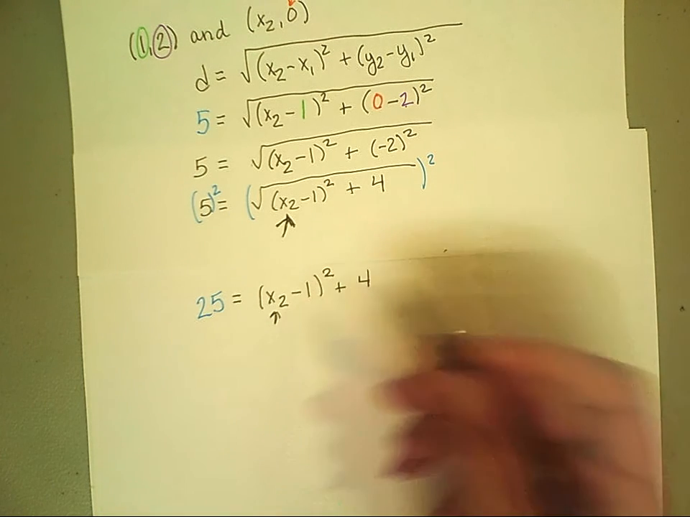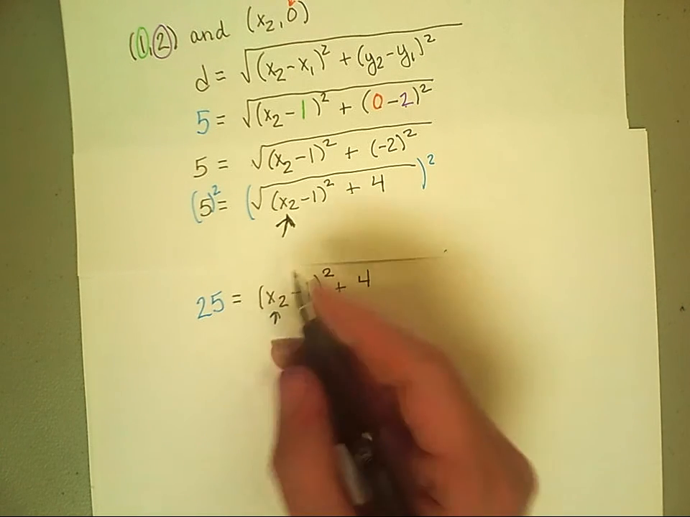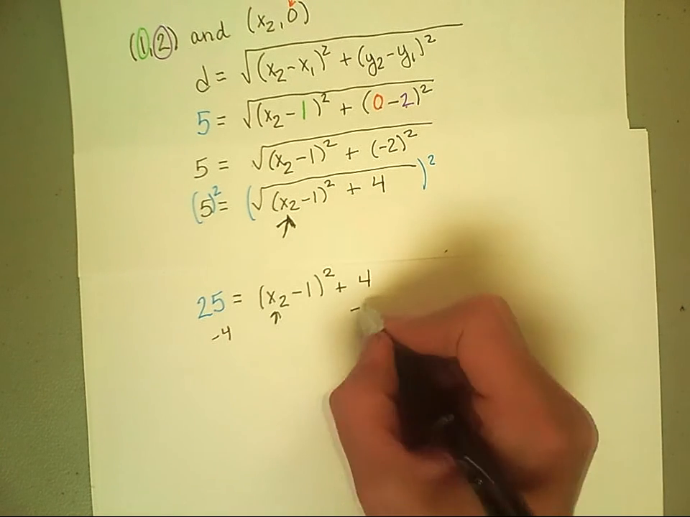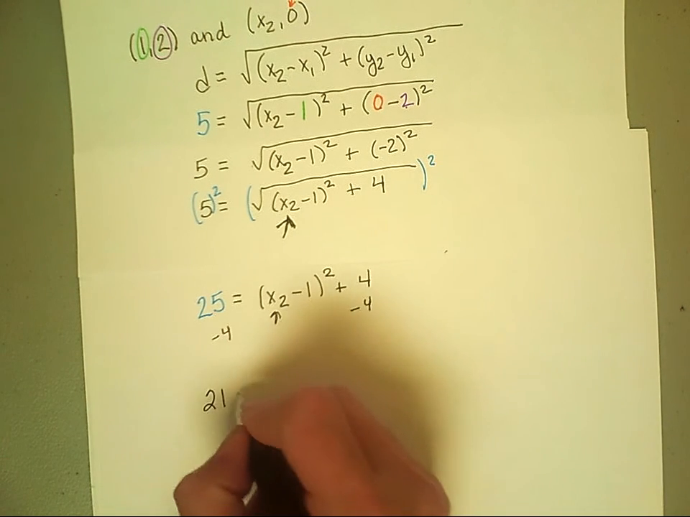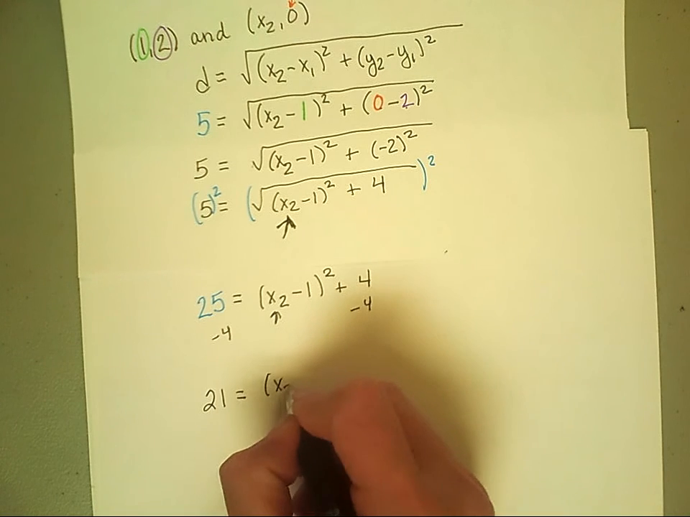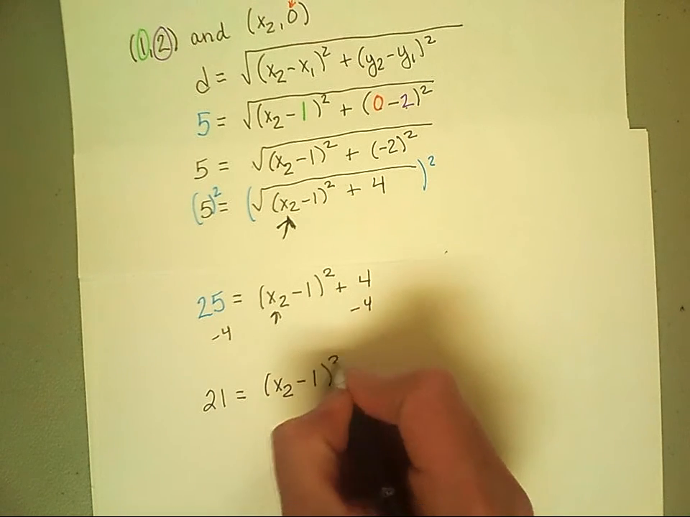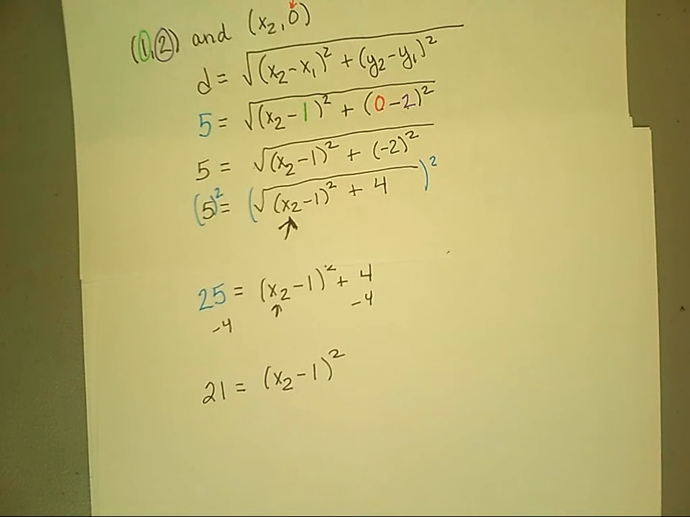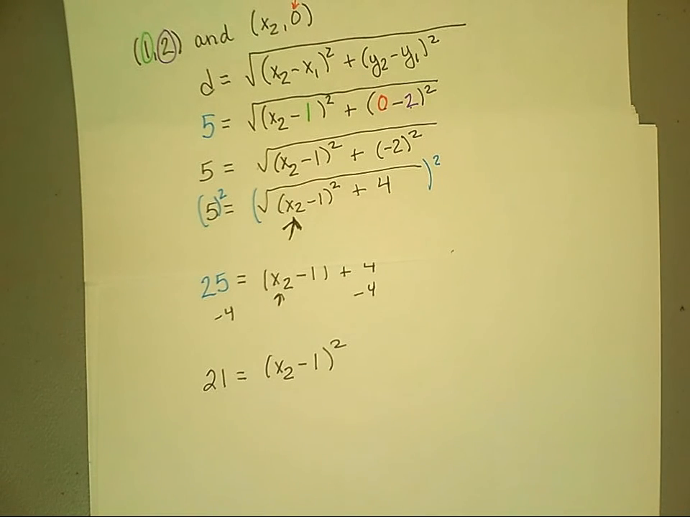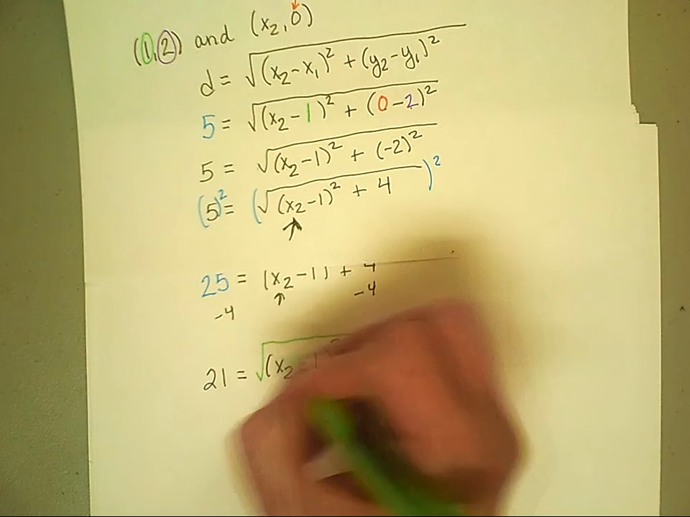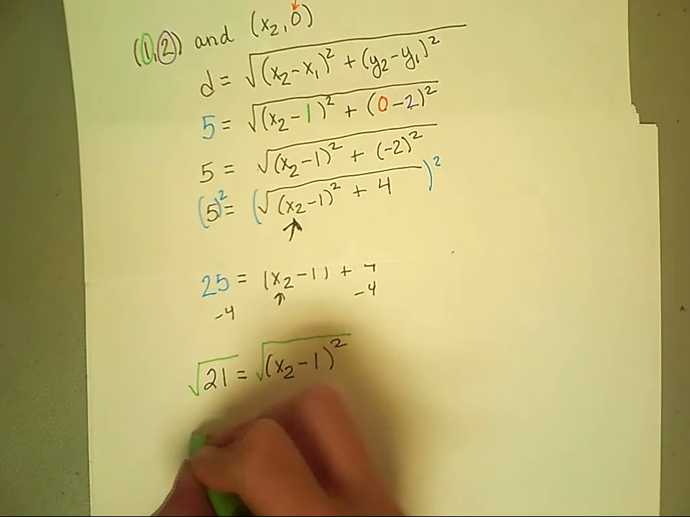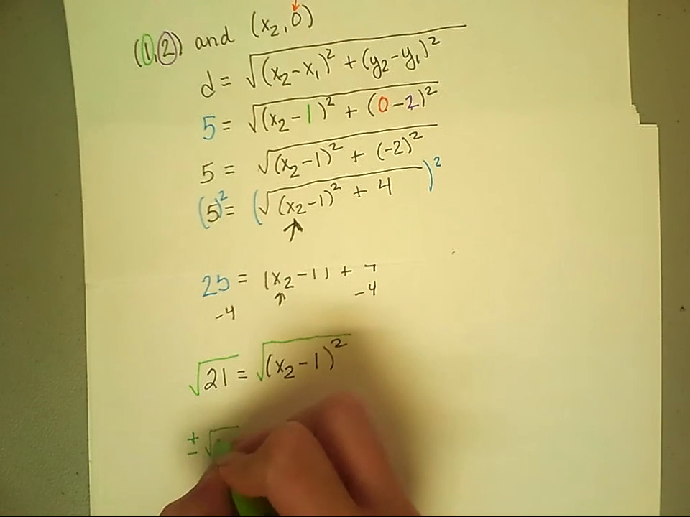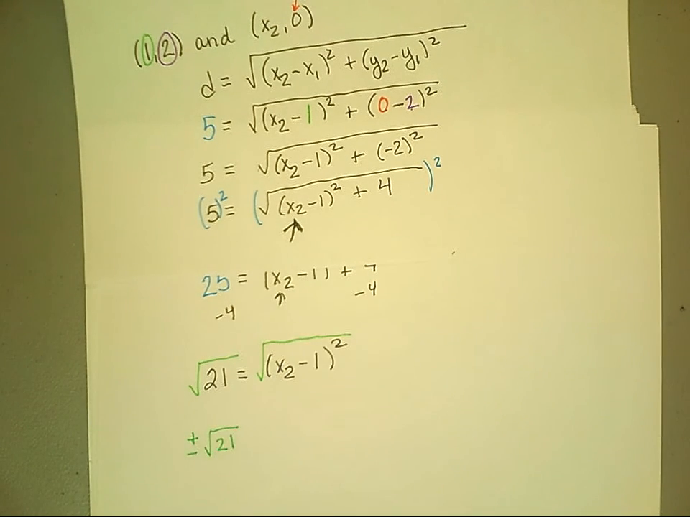Okay, now we're still trying to get to x2, right? So let's subtract this 4 off to get 21 is equal to the quantity x2 minus 1 squared. Okay, so now this is just like what we did when we were completing the square. Right? Let's take the square root of both sides. So we'll get plus or minus square root of 21.